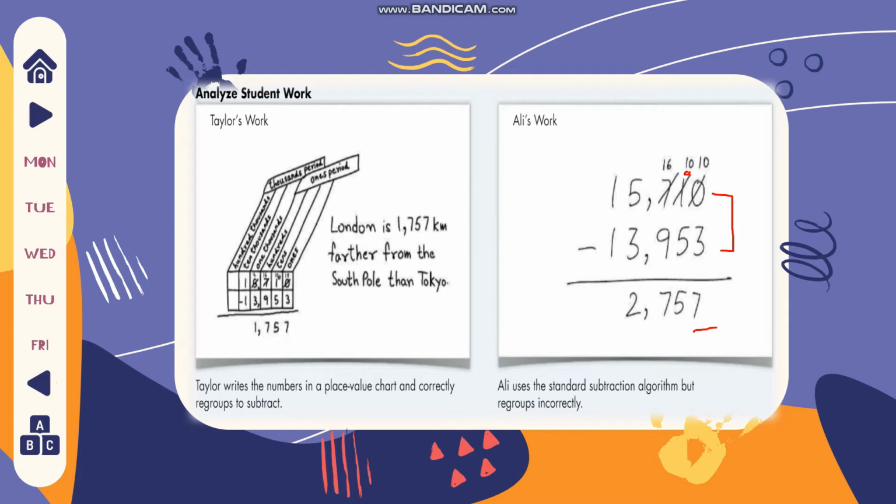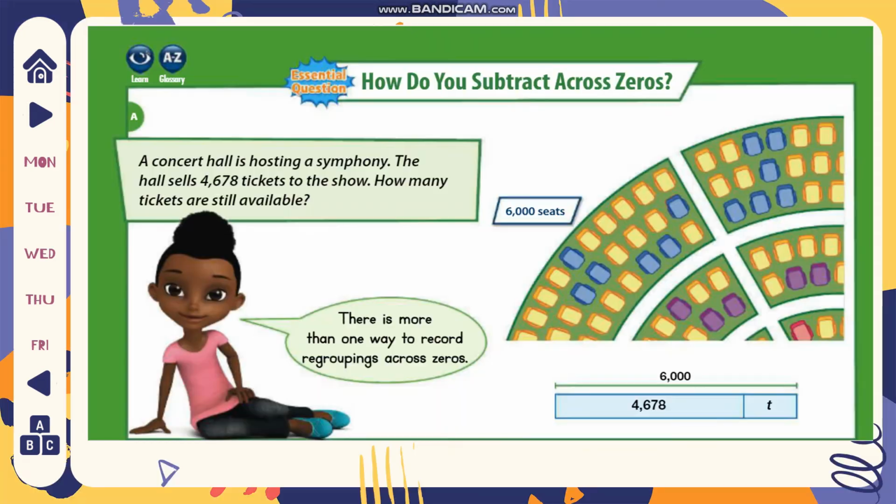We need to borrow from 7. 7 becomes 6. Then this 0 becomes 10. So 10 minus 5 is 5. Correct. So 6 minus 9 cannot be, so we need to borrow from 5. 5 becomes 4, that's why this becomes 16. So 16 minus 9 is 7, but 4 minus 3 must be 1. That's why regrouping is very important to find the correct answer. So how do you subtract across zeros?